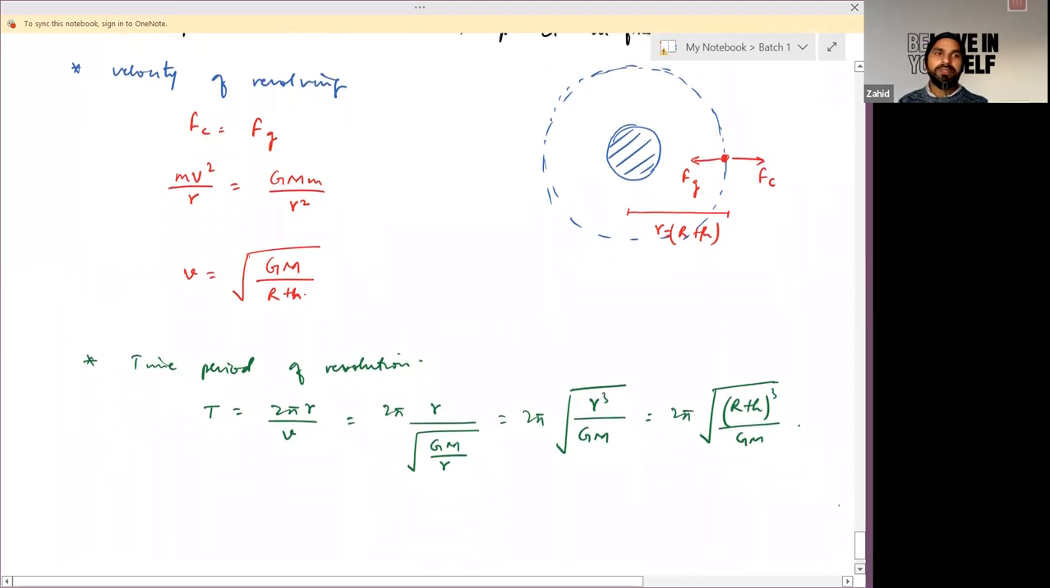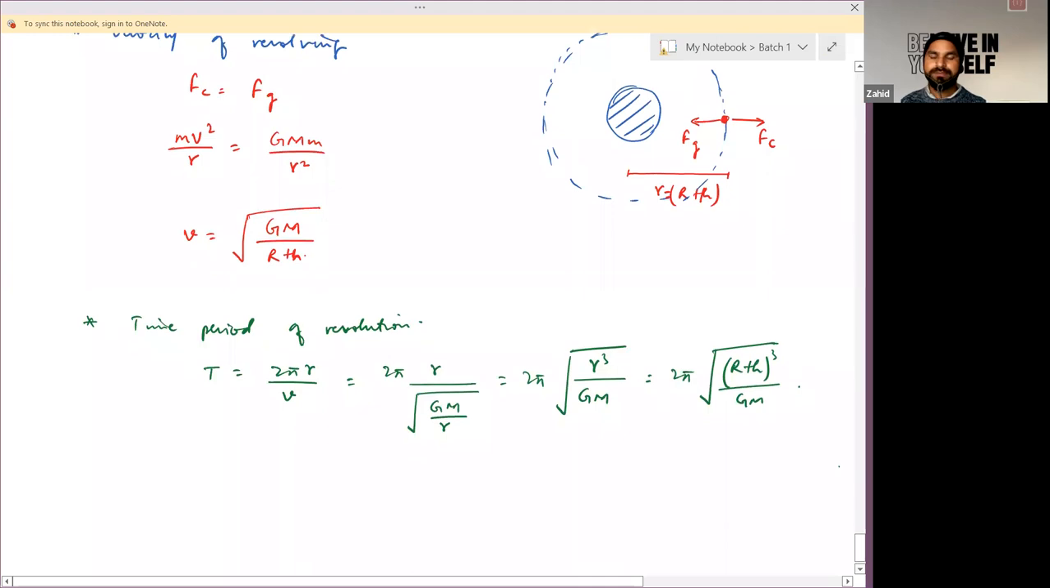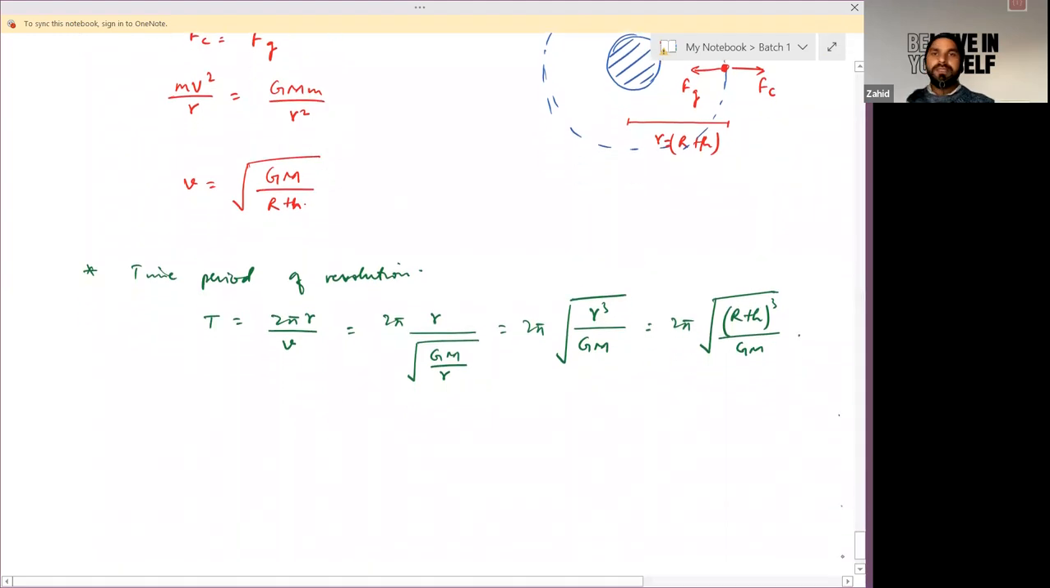Next and most important part of this satellite is to find its energy. It mainly has two different types of energy. One, due to its interaction with Earth, which is called potential energy. And second, due to its motion, that is kinetic energy. So next is energy of satellite.